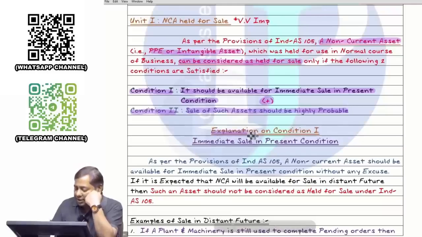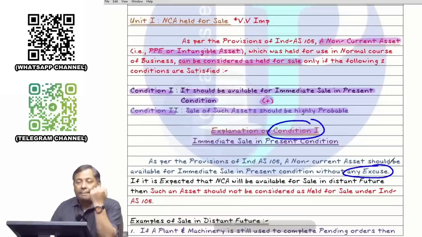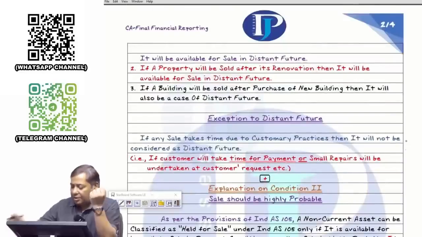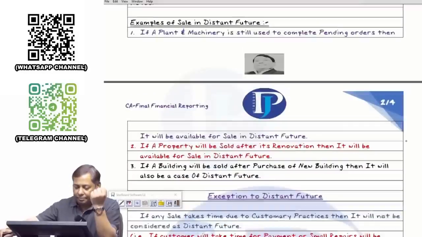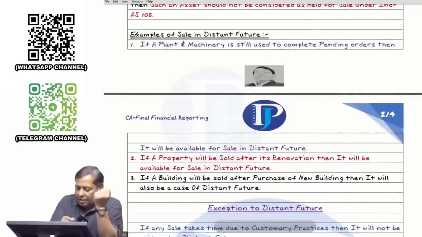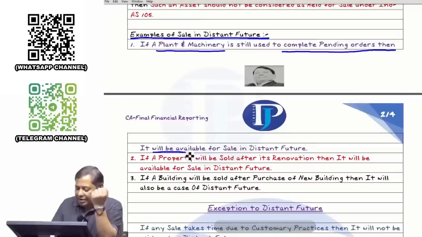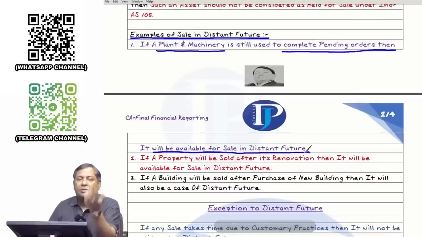And then I had given you the explanation. Which explanation? The first condition, that you should not have any excuse. And then I gave you some examples of excuses. These are examples in which the distant future is visible to you. What are these examples of distant future? You have plant and machinery and you are still utilizing it to complete orders. This will be available for sale in the distant future, but your orders are not settled and the machine is being used.